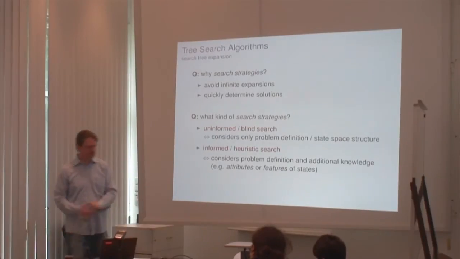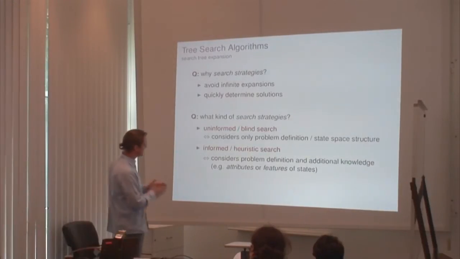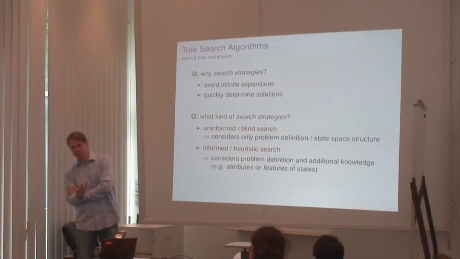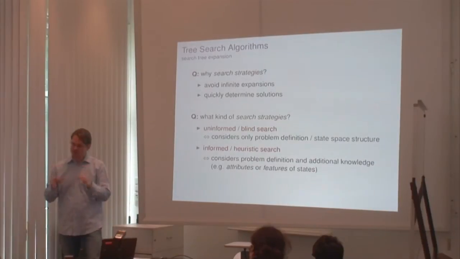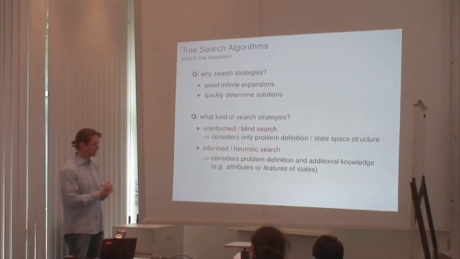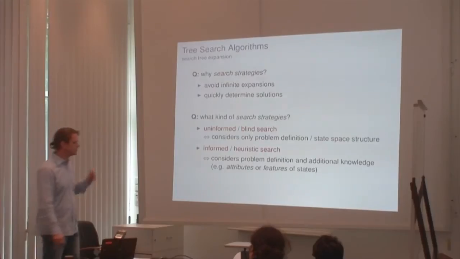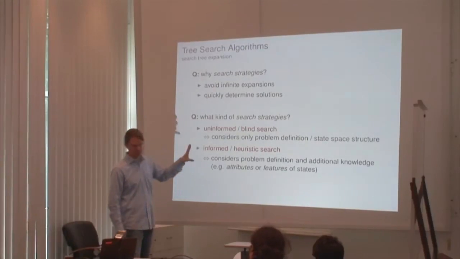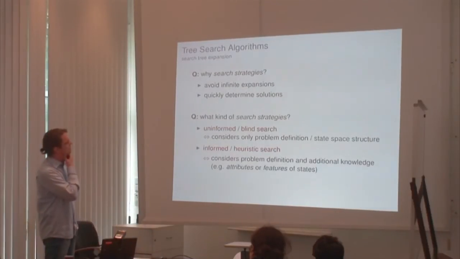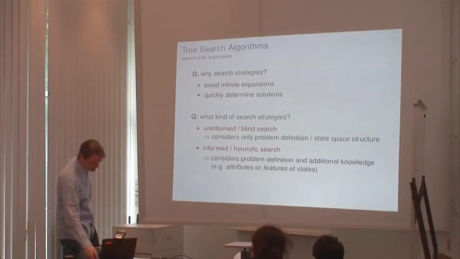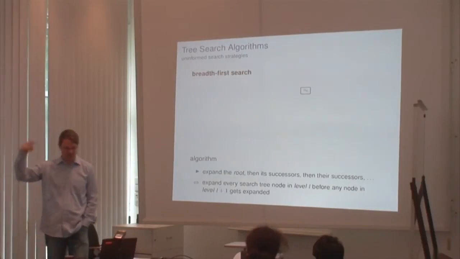And in informed and heuristic approaches to problem solving, we may indeed consider additional knowledge, for instance features of a state, features of a node. Whatever it is, features, attributes, contextual knowledge, however it is available to us, maybe this additional knowledge actually helps us in our search. So, uninformed and informed searches. Today we shall focus on uninformed searches, understand those, and then take it from there next time and the time after that.